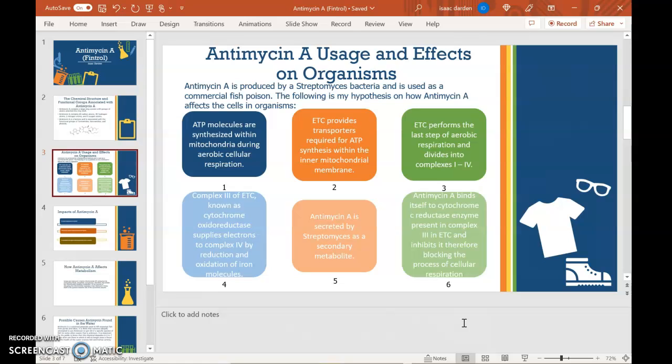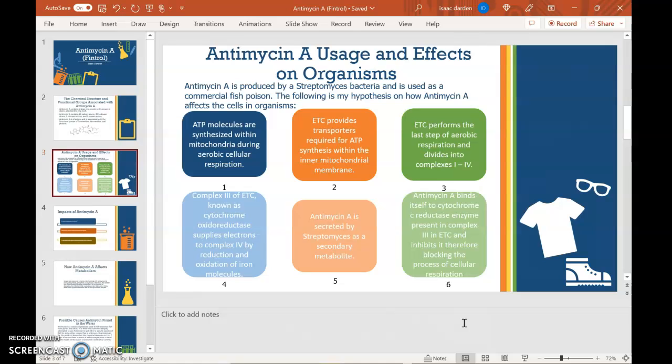ATP molecules are synthesized within mitochondria during aerobic cellular respiration. ETC provides transporters required for ATP synthesis within the inner mitochondrial membrane. ETC then performs the last step of aerobic respiration and divides into complexes 1 through 4. Complex 3 of ETC, known as cytochrome oxidoreductase, supplies electrons to complex 4 by reduction and oxidation of iron molecules. Antimycin A is secreted by Streptomyces as a secondary metabolite.